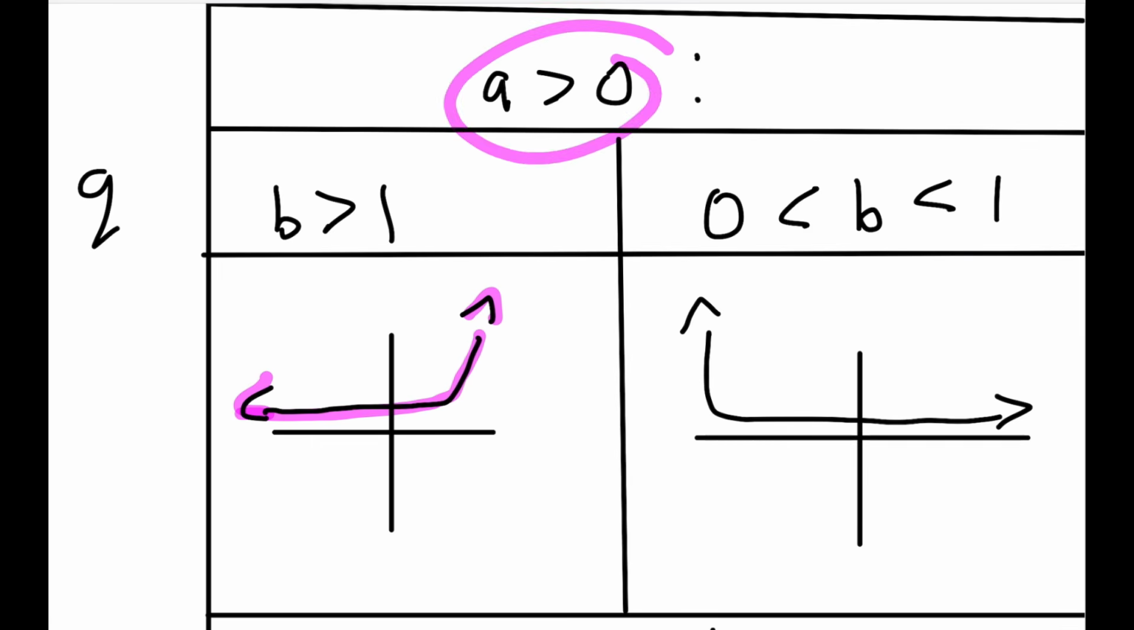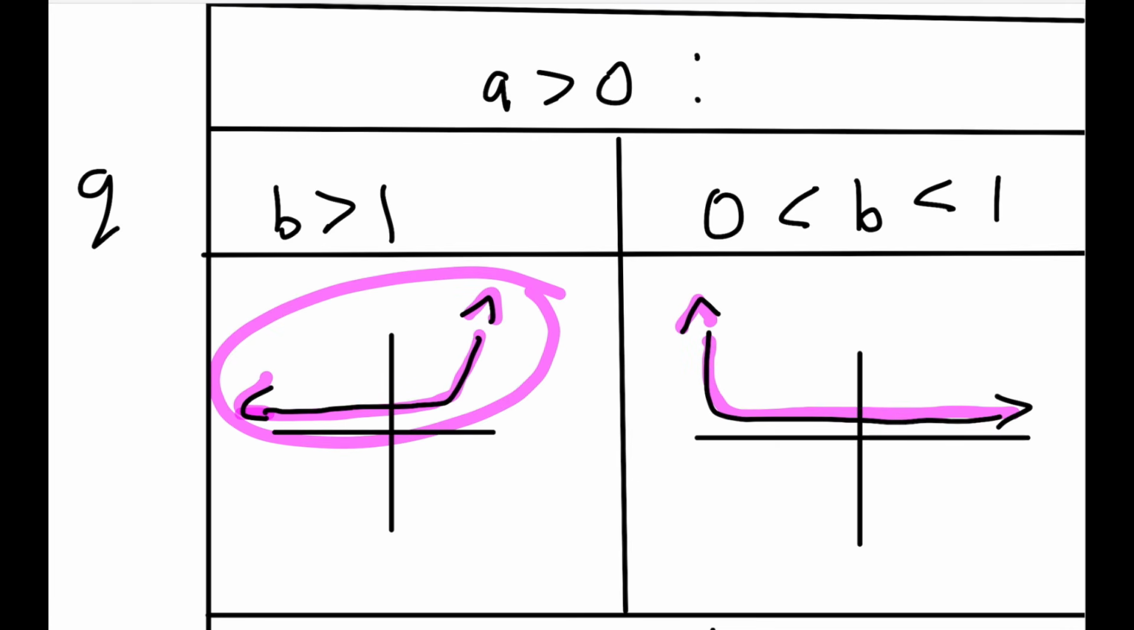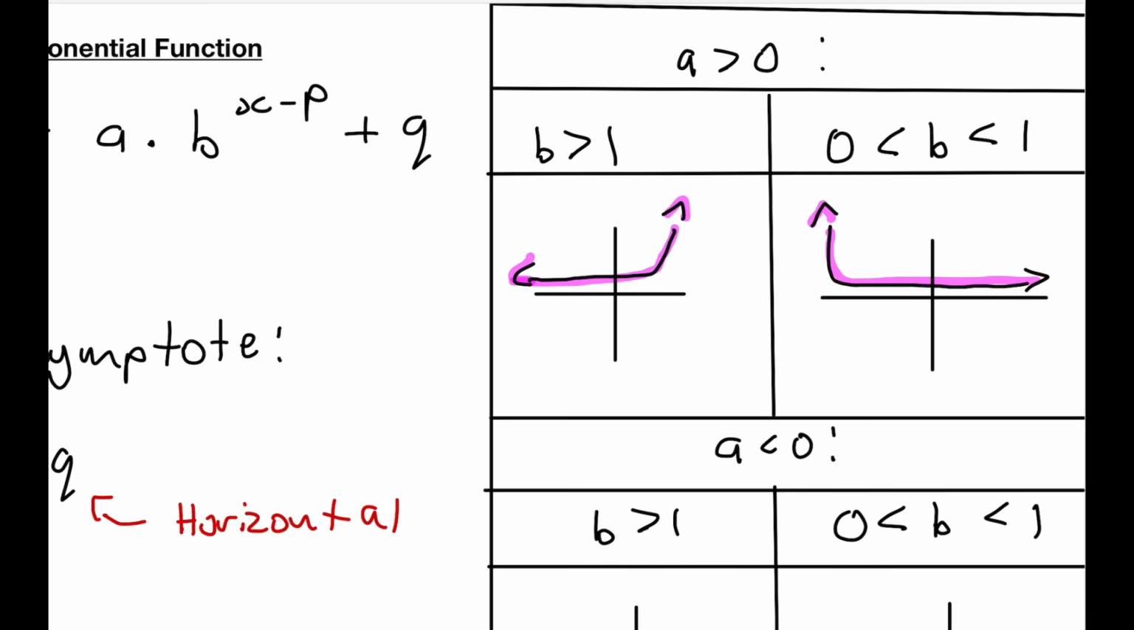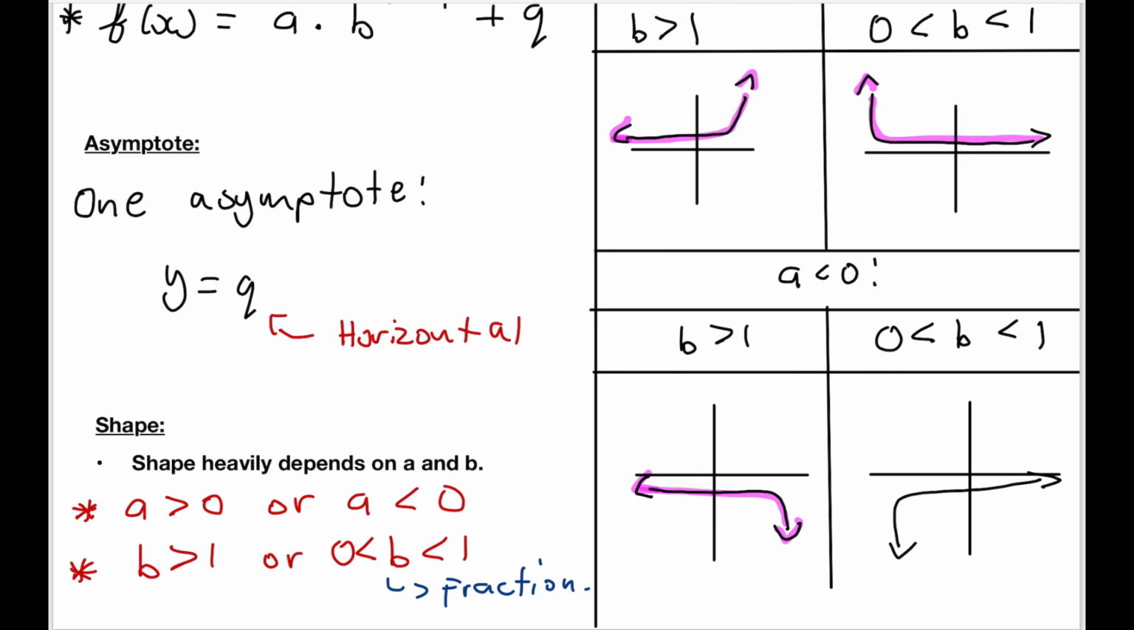If a is bigger than 0 but b is a fraction, between 0 and 1, your graph looks like this. It's almost like this graph, except in the other direction. If a is less than 0, but b is bigger than 1, the graph looks something like this. To me, it actually looks like this graph flipped. On the other hand, if a is less than 0 and b is a fraction, b is between 0 and 1, your graph looks something like this.